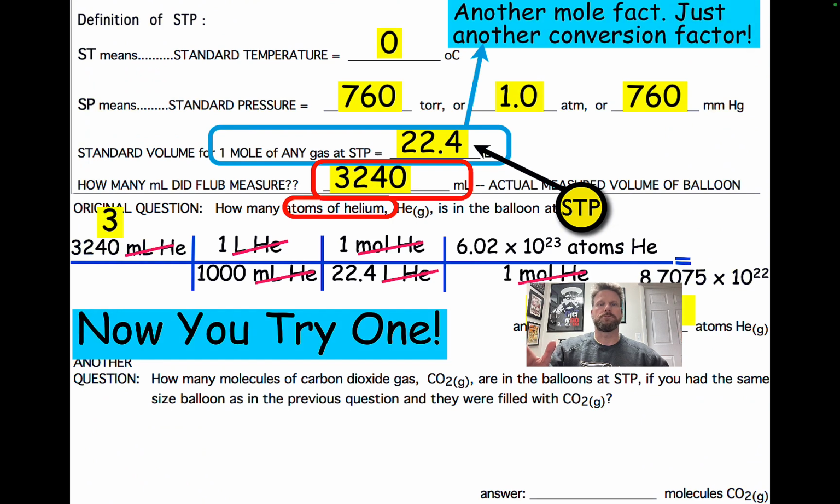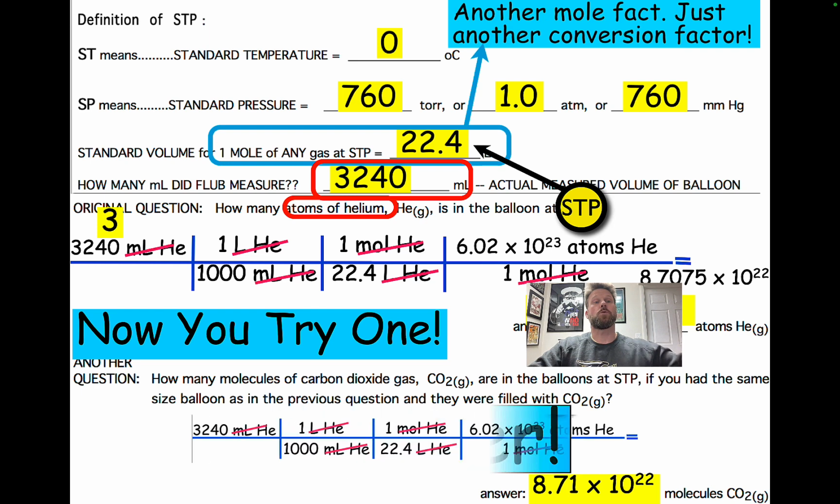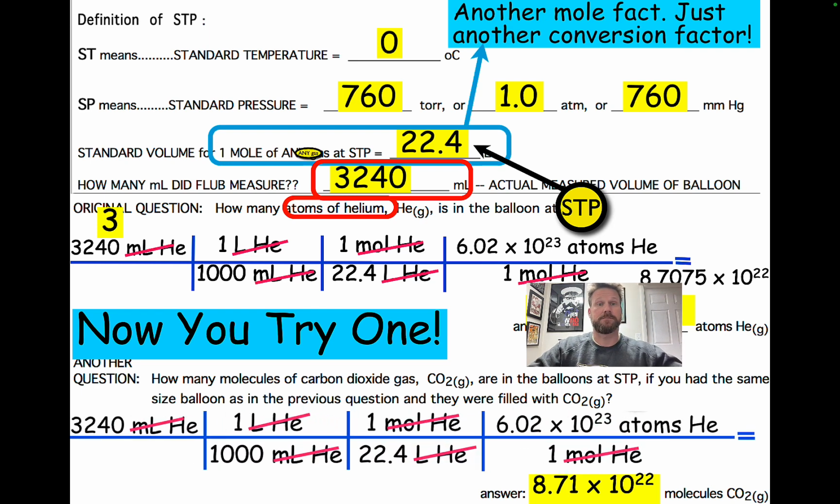How'd you do? Are you confused? Did you get the exact same answer? Well, you should have. The conversion works for any gas. If you have 3,240 milliliters of a gas at STP, you have 8.71 times 10 to the 22nd atoms of that gas. It doesn't matter if it is helium, carbon dioxide, or any other gas.